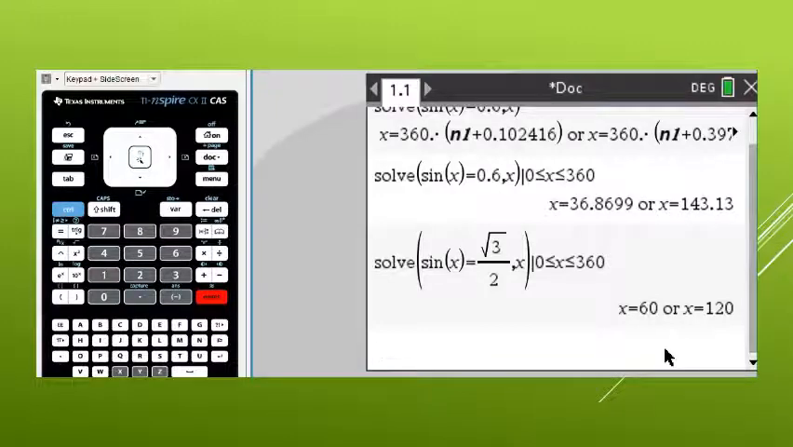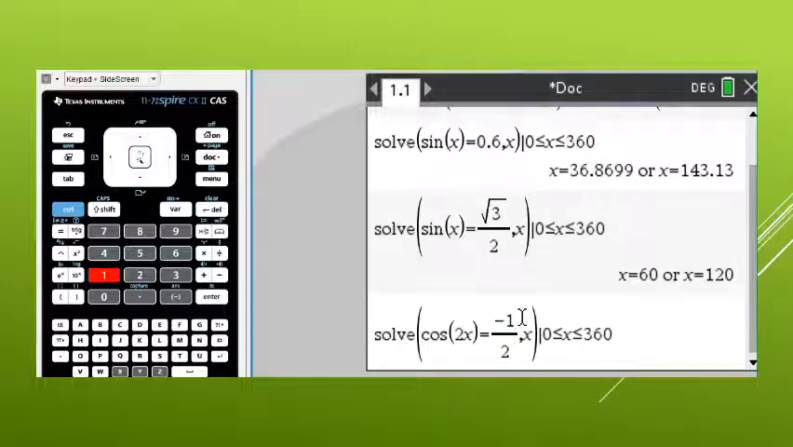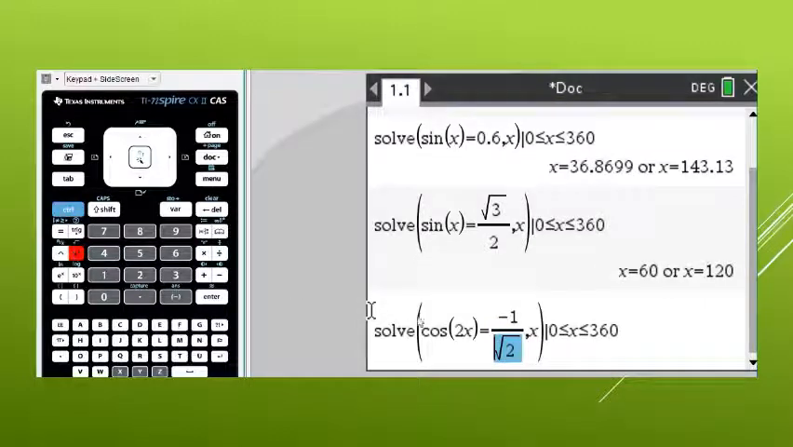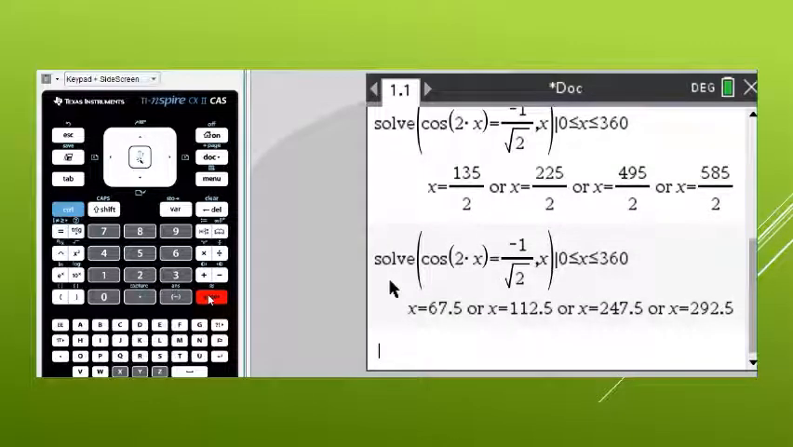And the third one we had to do was solve where cos of 2x, so I need to change this. We can just type cos, but we want this to be 2x, and the value was -1 on root 2. Yes, it does change. And between 0 and 360, if I press enter, you'll see I get 3 answers. It's given me them in fraction form because my calculator is on auto, so if I go control enter, you can see I get the same answers that we talked about: 67.5, 112.5, 247.5, and 292.5.